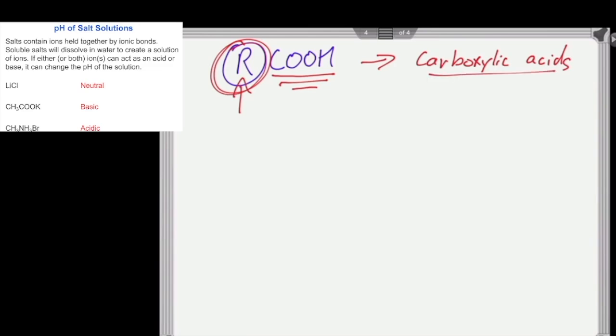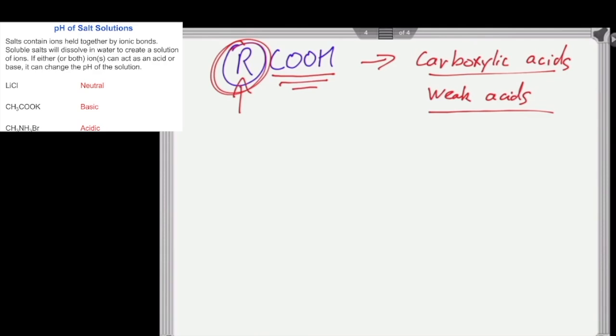And they are always weak acids. They are what we will go to talk about, the properties of weak acids. No matter what that R group is, they are all weak acids because of that COOH functionality.